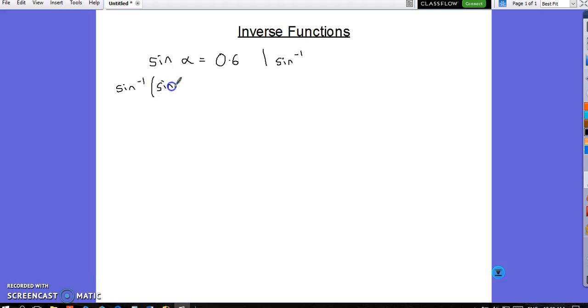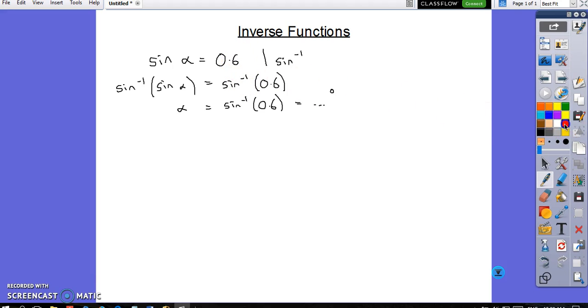of sine of alpha is the inverse sine of 0.6, and these two cancelled each other out because this was the inverse function and this was the normal function. This just meant that alpha was equal to the inverse sine of 0.6, and then we put that in our calculators to find out what it was in degrees. And all inverse functions work in this way. This is just an example of an inverse function that we've seen before.